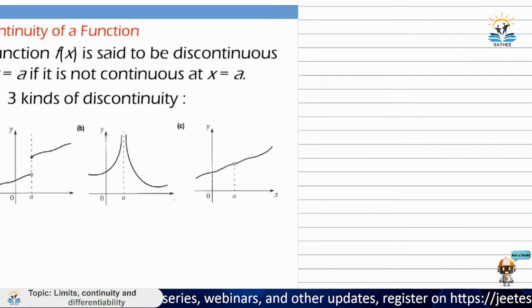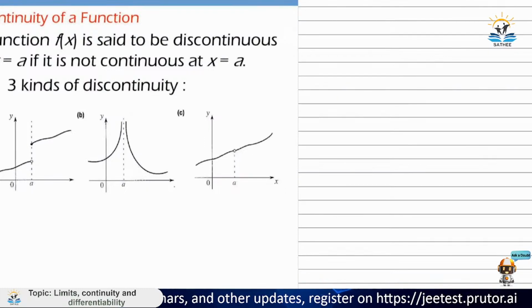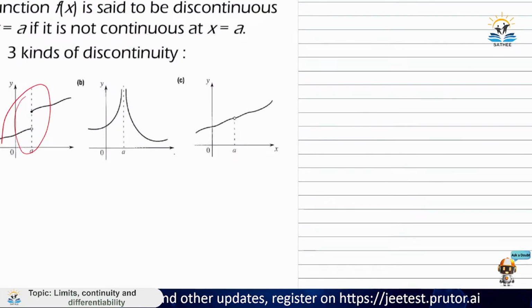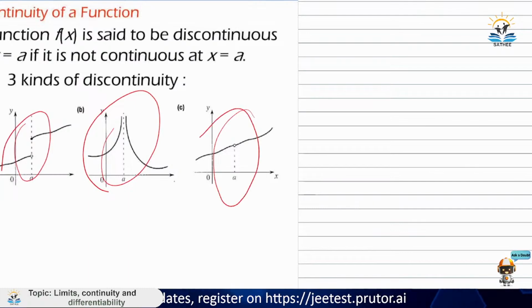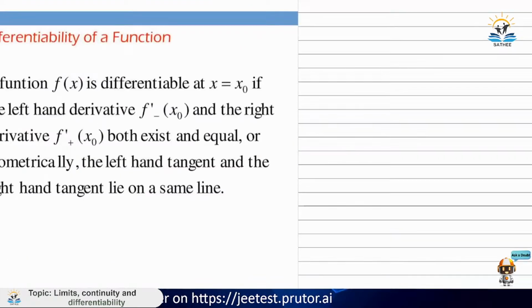Okay, so a function is said to be discontinuous if it is not continuous. Okay, fine. So this is discontinuous. Of course, it is discontinuous. This is discontinuous. This is discontinuous because it is not defined here at a, right?